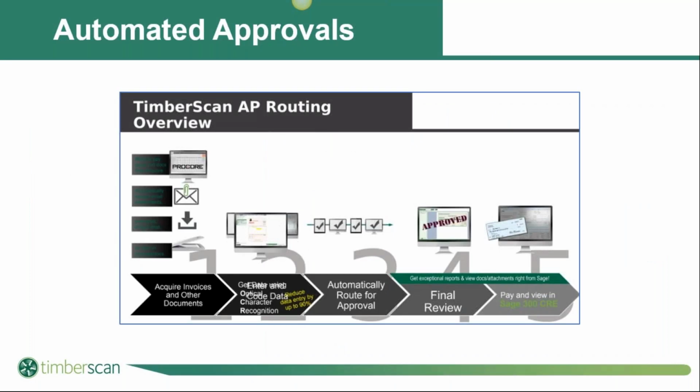Okay, let's switch a couple things up and look at how to set up our approval routing workflows. Now that we've acquired all of these images and data into TimberScan, how are you going to route these invoices for approval? Once again, we can automate this process in TimberScan by setting up approval workflows and what we call approval criteria.